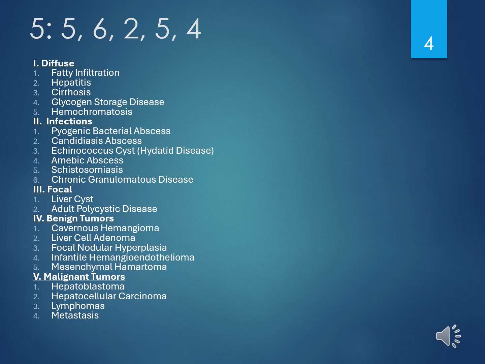How many then in each category are there? We've got 5, 6. I'm not repeating hepatitis just to keep things simple, okay? 2, 5, 4. So there's 5 things under diffuse that we need to know, and so on and so forth, right? So first, all I do is I write those numbers out. 1, 2, 3, 4, 5, and then under 1, 1, 2, 3, 4, 5. Under 2, 1 through 6. Under 3, 1, 2. You get the point.